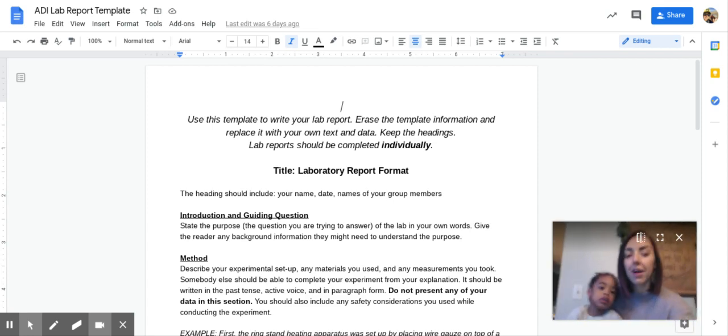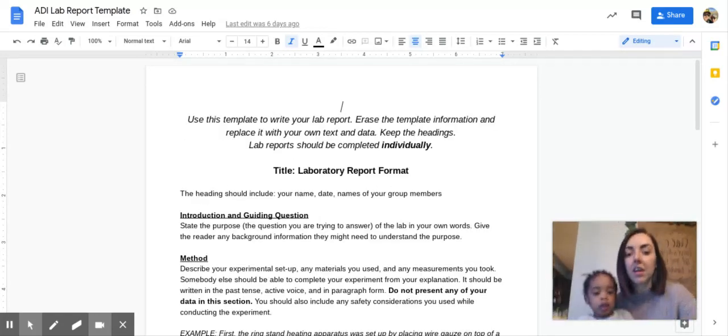So I wanted to walk through this lab report template really quickly, just so you know what I expect of you. But if you have any questions, feel free to email or message me, and I will get back to you. Or we can do a Google Meet or meet in person on Friday. I'm available for office hours.